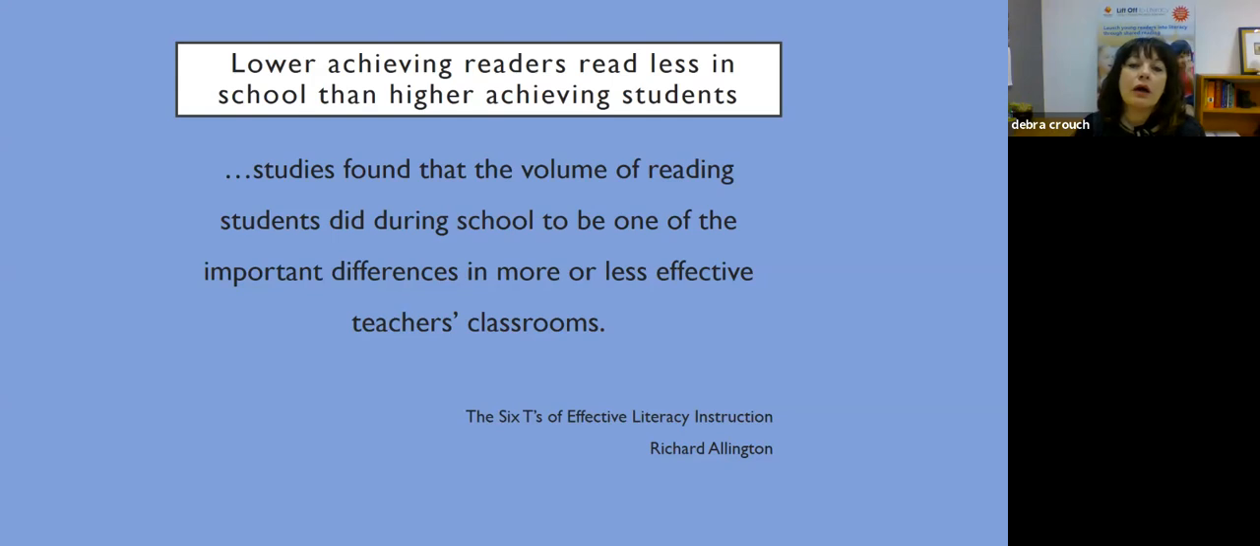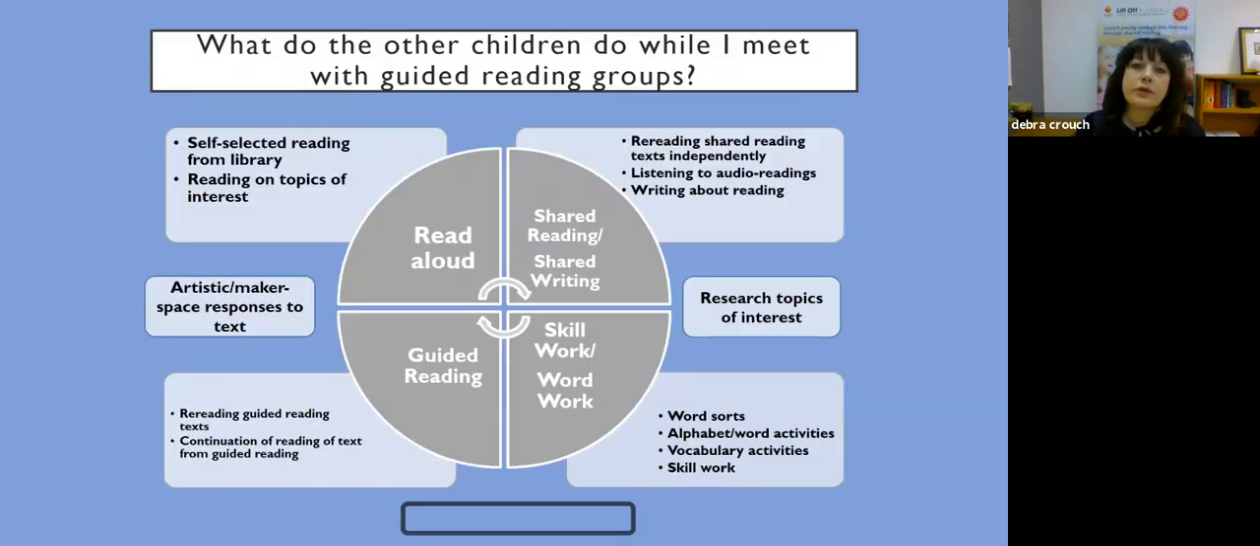One of the things that we also want to keep in mind is that when the kids are reading during the class time, this is one of the big practices that Richard Allington has identified as a difference between the more and less effective teachers' classrooms. So one of the questions that always comes up as we begin to think about guided reading is, what are all the other kids doing while I meet with a guided reading group?